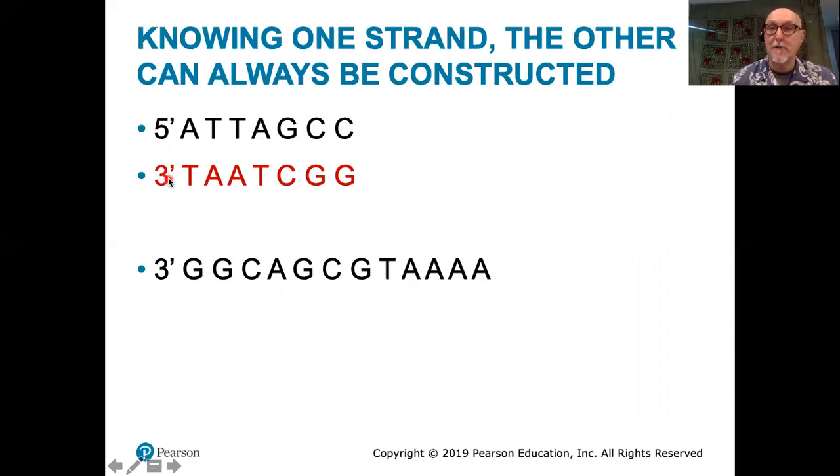And notice the orientation. This one is 5 prime ATTAGCC. The matching strand must be 3 prime TAATCGG. Here's a longer one for you to do. Take a minute. Work this out for yourselves. What is the matching strand? Write it down.